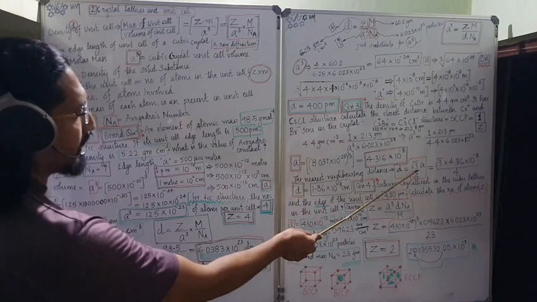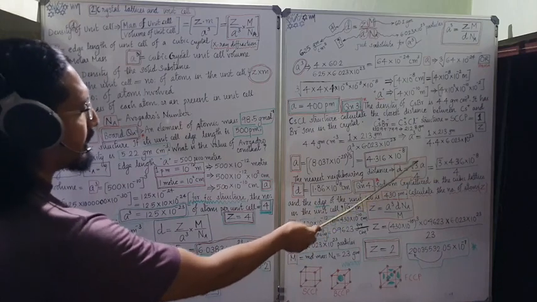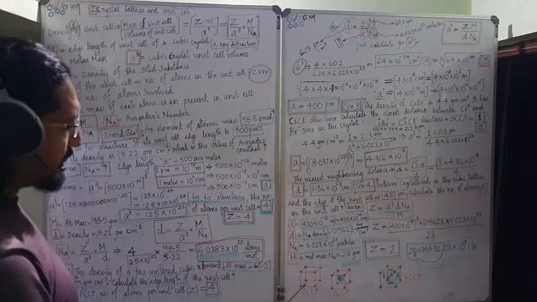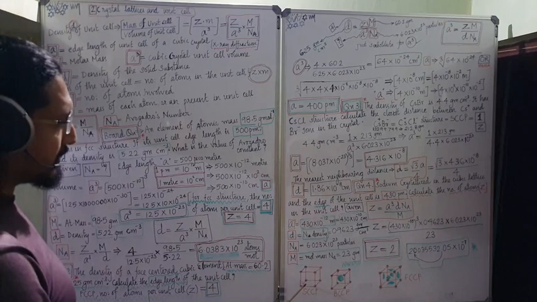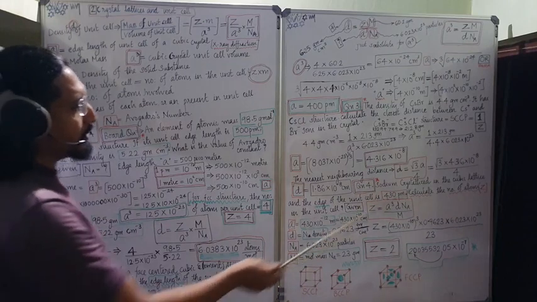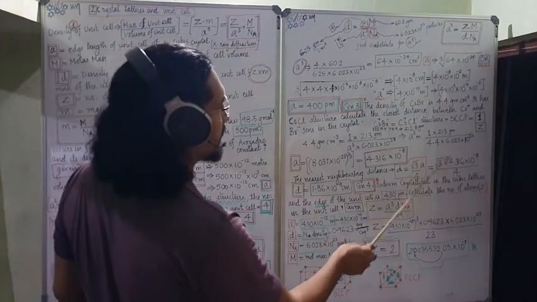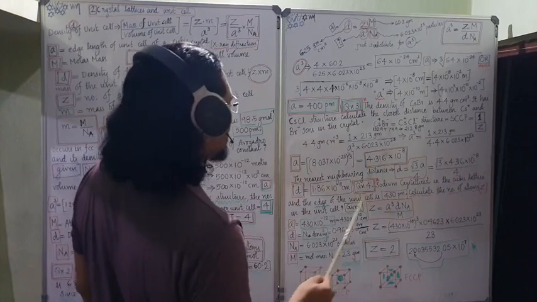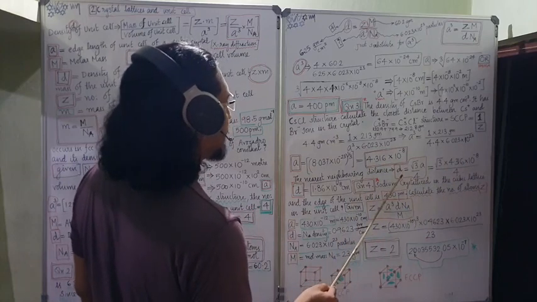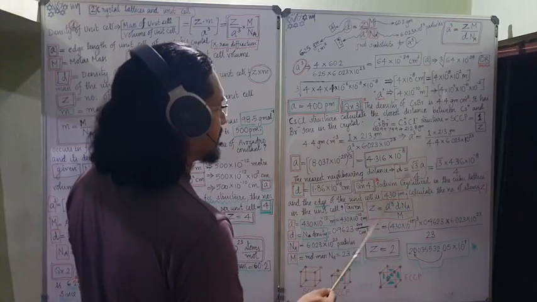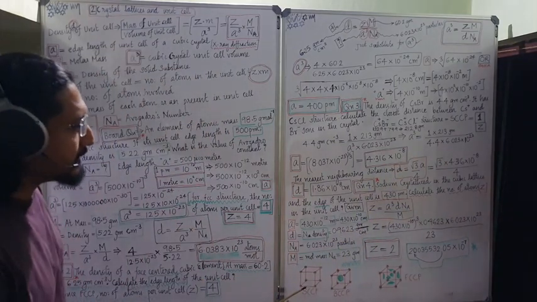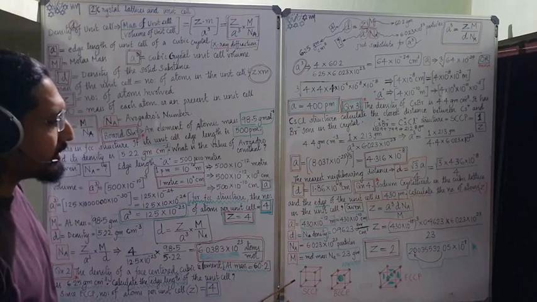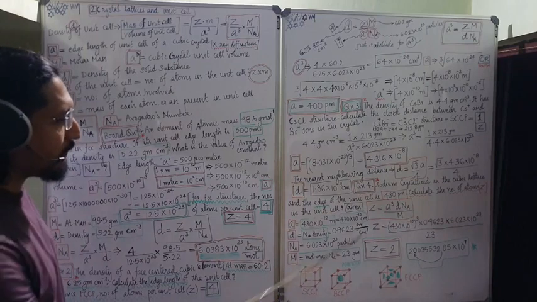That means the neighboring length is equal to root 3, the extreme length, divided by 4 times the edge length A. That's the nearest neighboring distance. I will discuss it later. Just understand that the nearest neighboring distance formula is this.